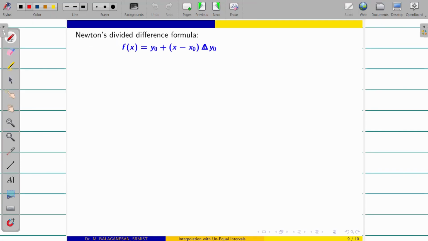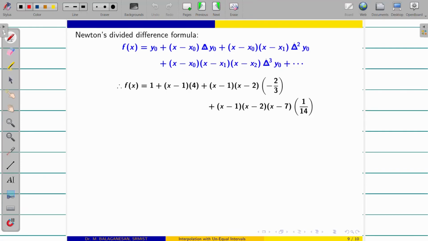Right. f of x equals y naught plus one difference into divided del y naught, plus two differences into del square y naught, plus three differences into del cube y naught, plus etc. So now I am going to substitute the values of x naught, x1, x2, everything, including the y naught value also. Now what do I have to do here? They asked to find the polynomial. So for that, what do I have to do?